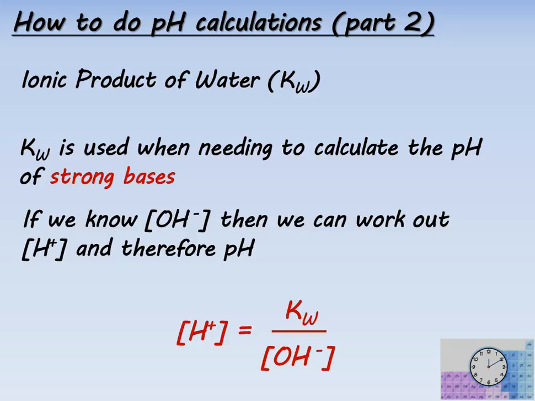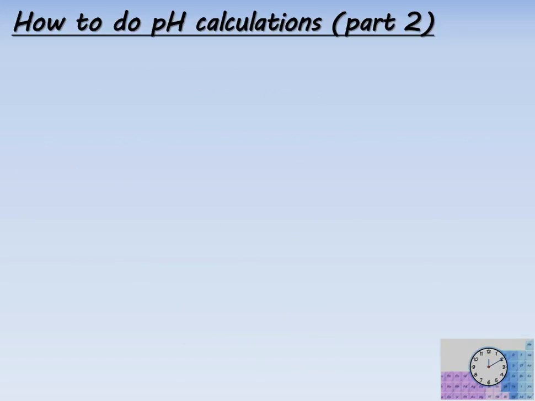So rearranging the equation, the hydrogen ion concentration obviously equals Kw divided by the hydroxide ion concentration. I tend to prefer to use pKw when doing base calculations.